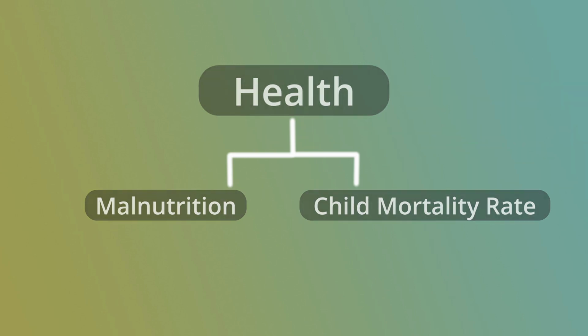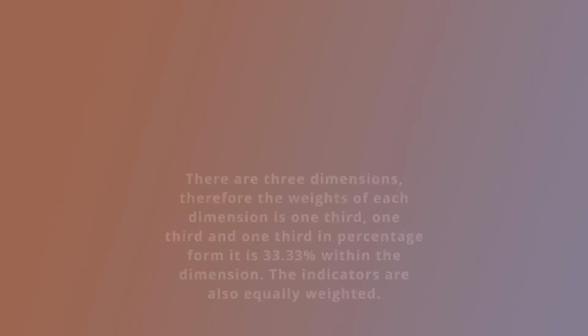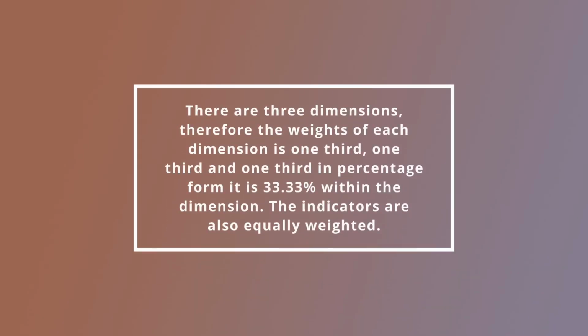And different dimensions are also attached with some weights. In their methodology, Alkire and Foster have considered equal weights for the different dimensions. There are three dimensions, therefore the weight of each dimension is 1/3, 1/3 and 1/3. In percentage form, it is 33.33%.